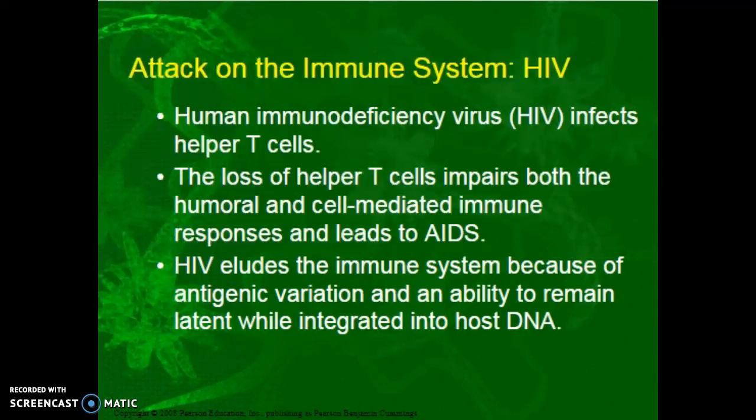So a great case study here is going to be HIV. HIV infects helper T cells. Losing those helper T cells impairs both sides of the response. Remember, our helper T cells help everybody. So HIV attacks the molecule that helps both sides of our immune system work. Then it's going to evade the immune system because of antigenic variation. There's going to be a ton of mutations and the ability to remain latent while it's integrated into the host DNA. So we carry it around for a long time.